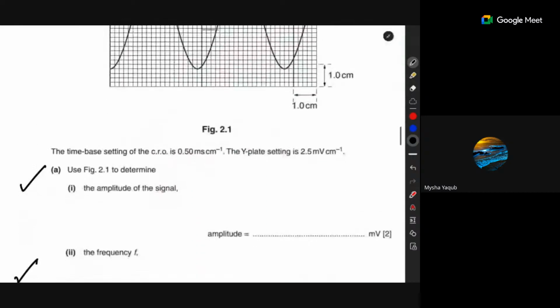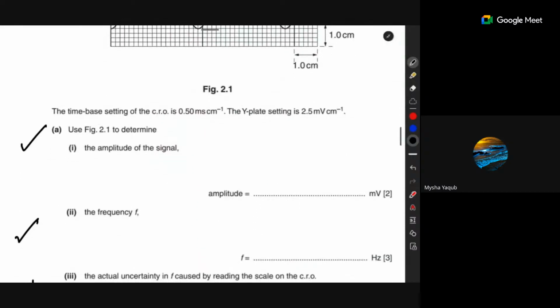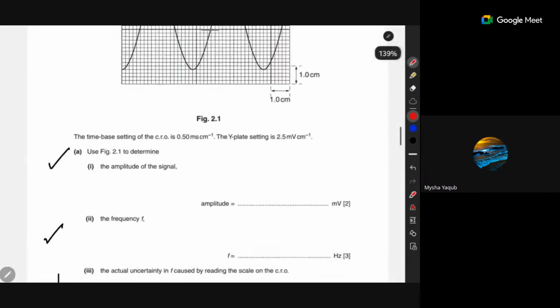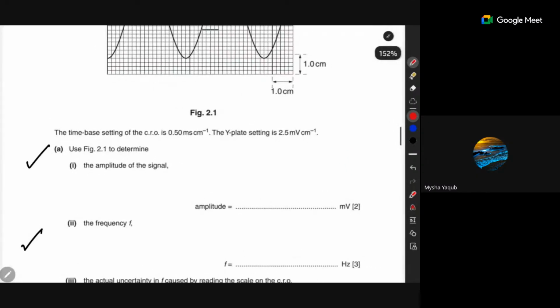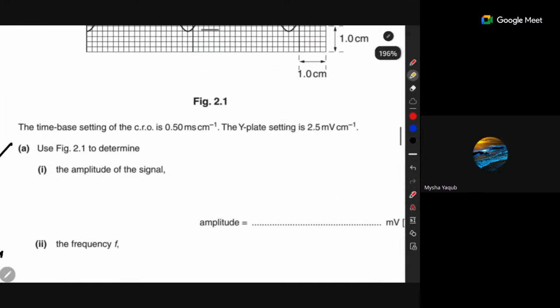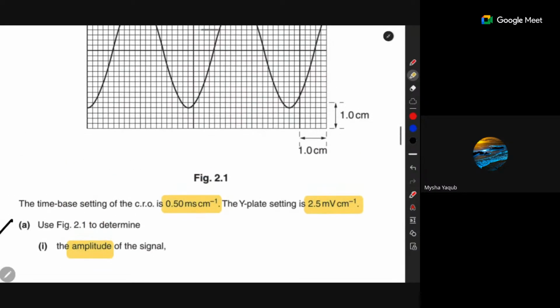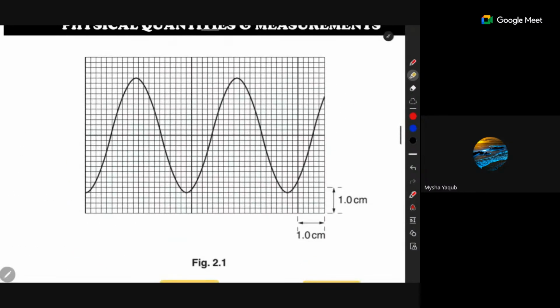Now, there is a question, Annie, in this question, if I need your help, I believe that you people will help me out. The time-based setting of the CRO is 0.5 milliseconds per centimeter, and the Y plate setting or Y gain setting is 2.5 millivolts per centimeter. Use the figure 2.1 to determine the amplitude of the signal. What will be the amplitude of the signal?